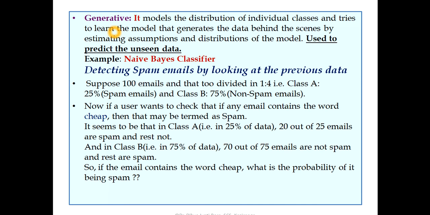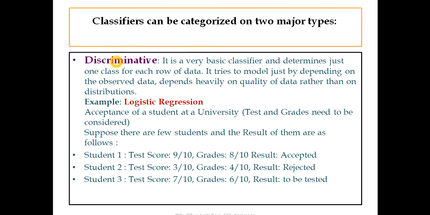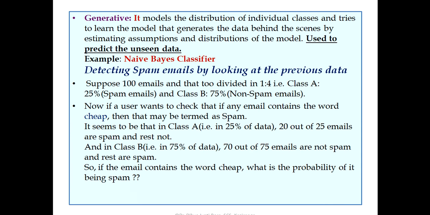Then another thing is the generative. It models the distribution of individual classes and tries to learn the model that generates the data behind the scenes by estimating assumptions and distribution of the model. Okay, now here we try to focus on the distribution. Do note that in case of discriminative, we are focusing only on the quality, not on the distribution. Now in generative, we are focusing on the distribution, and we try to predict some unseen data. And one such example of a generative classifier is the Naive Bayes classifier. It's a very important one.